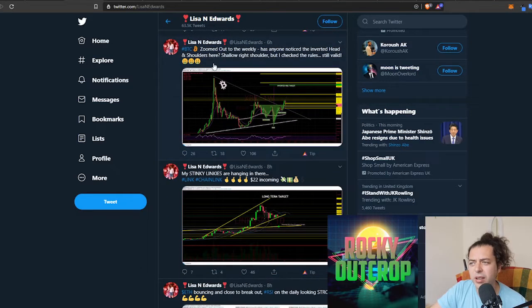Where is she talking early on? Bitcoin, zoomed out to the weekly. Has anyone noticed the inverted head and shoulders here? Shallow right shoulder, but I checked the rules, still valid.